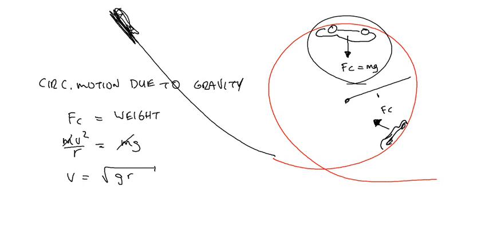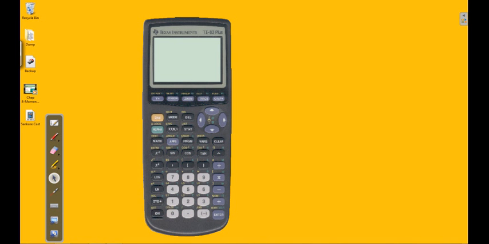So let's say the radius of this is 0.2 meters, something like that. I'd come in here and say g is 9.8 meters per second squared. The radius is 0.2 meters, and we could find that number here, square root of 9.8 times 0.2 would be equal to 1.4.